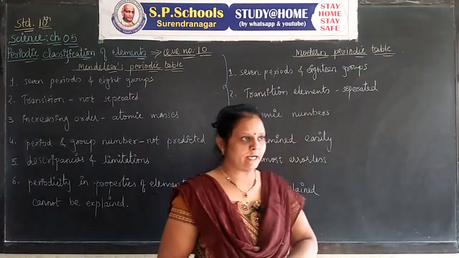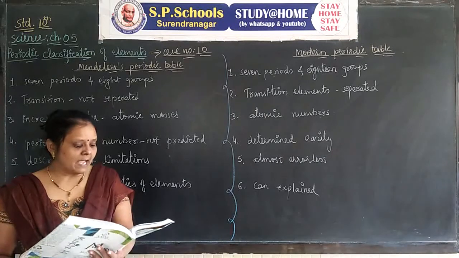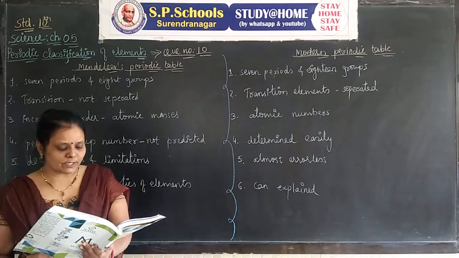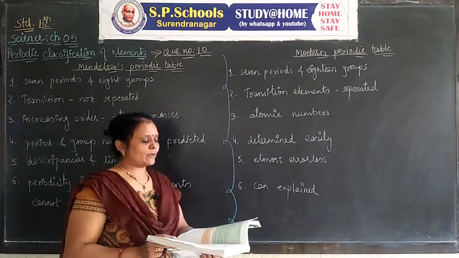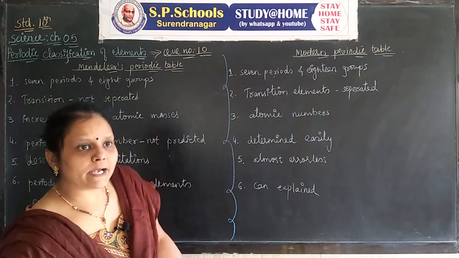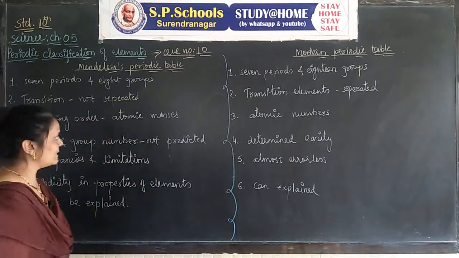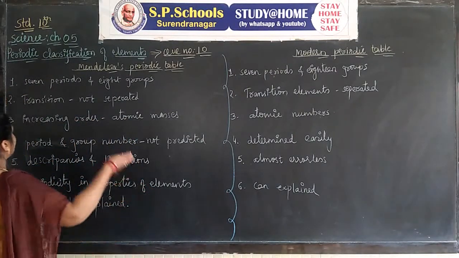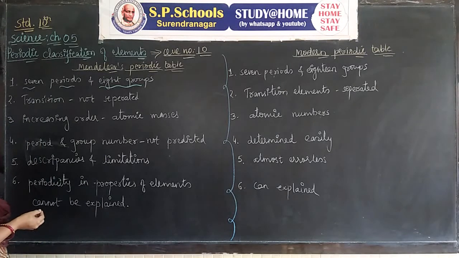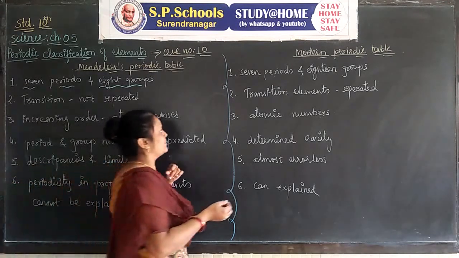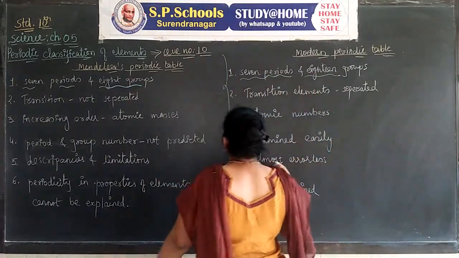Let's continue with the textual exercise and go through the last question, question number 10, which says: compare and contrast the arrangement of elements in Mendeleev's periodic table and the modern periodic table. As we study both, according to Mendeleev's periodic table there are 7 periods and 8 groups. In the modern periodic table there are 7 periods and the groups are expanded to 18 groups.